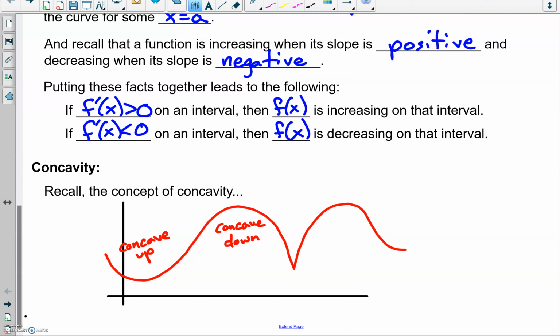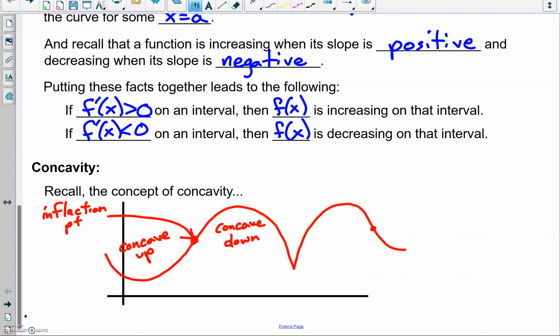And somewhere between concave up and concave down, we changed our concavity. It'd be maybe right about that point right there. We'll see how to find these later. But we call those changes in concavity inflection points. So this is an inflection point here.